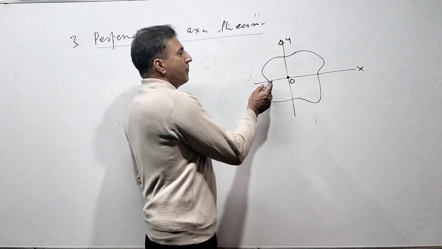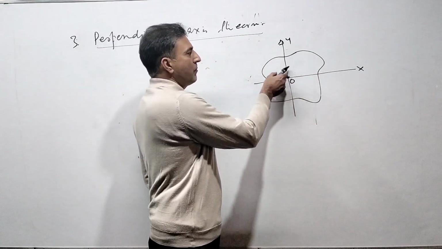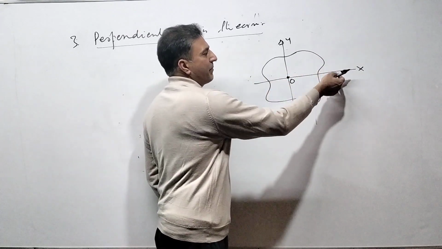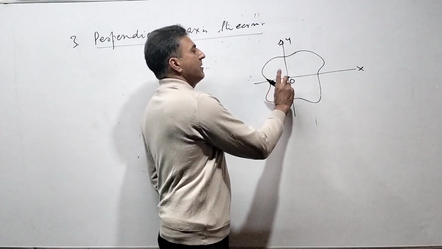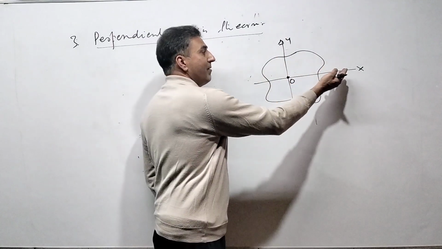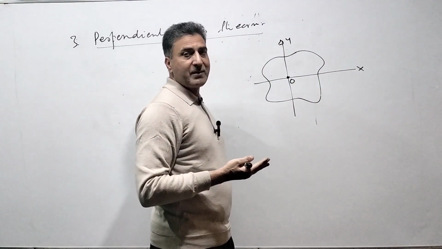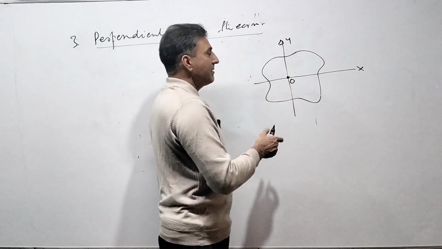And this body must have some moment of inertia about the x-axis. Suppose we rotate this body about the x-axis, the moment of inertia about the x-axis will be involved. If we rotate this body about the y-axis, then the moment of inertia about the y-axis will be involved. It must have some value about each axis.